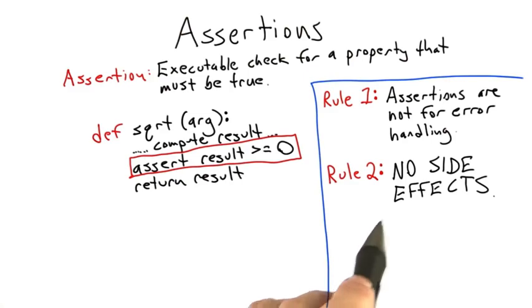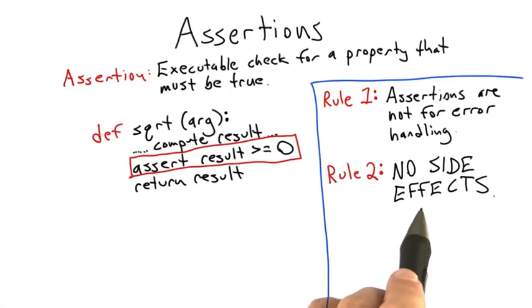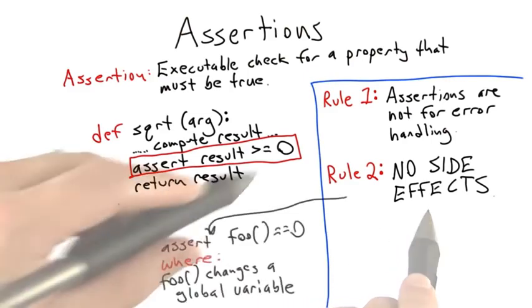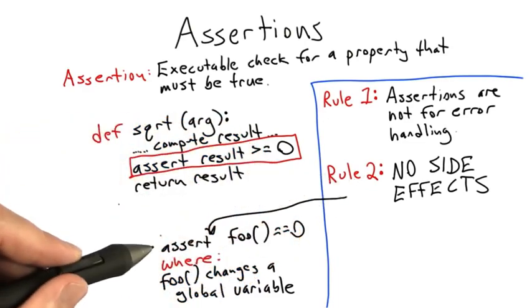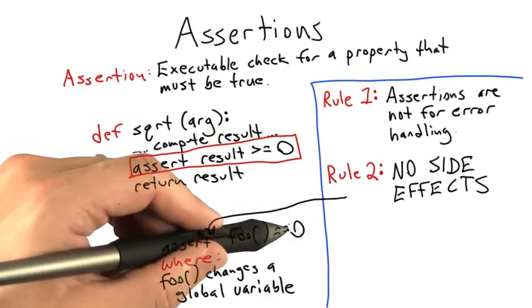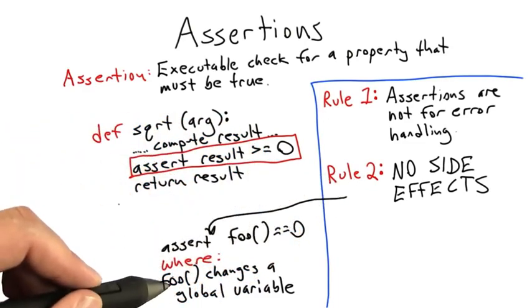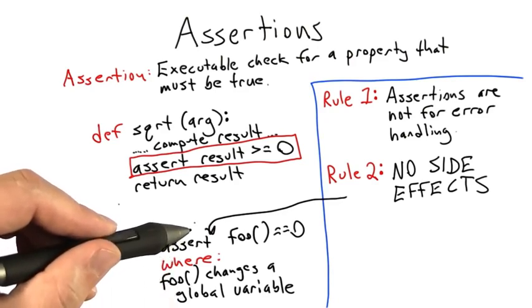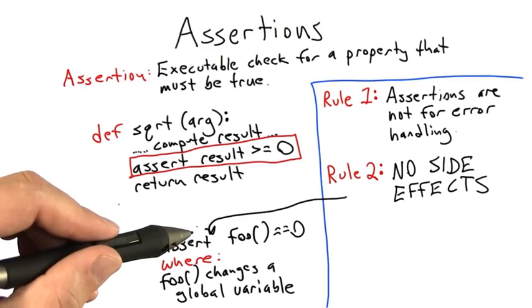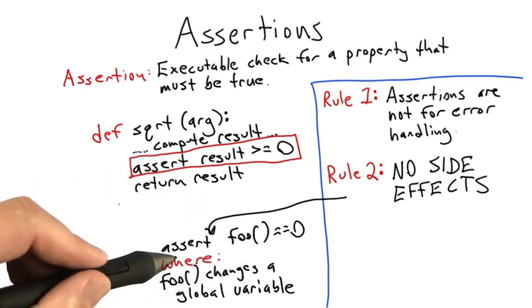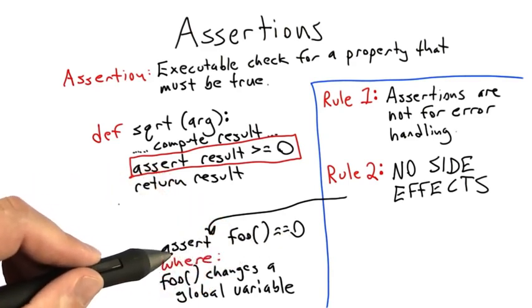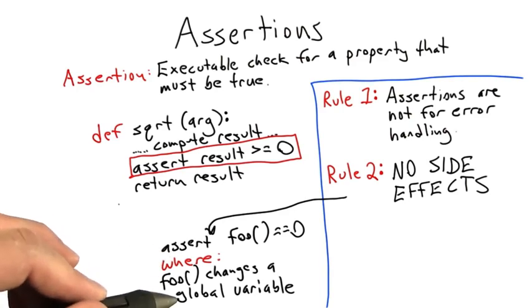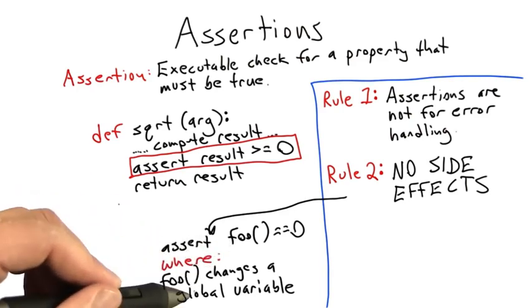Rule 2, and this is really important, is never make assertion calls that have side effects. An example of a side-effecting assertion would be asserting that a function foo returns the value 0, but where foo changes the value of a global variable. And the problem with side effects and assertions is, when we turn on optimization in Python, it's going to drop all of the assertions in our program. So what we're going to have is a program which happens to work correctly because the assertion changes a value in some way that's needed.